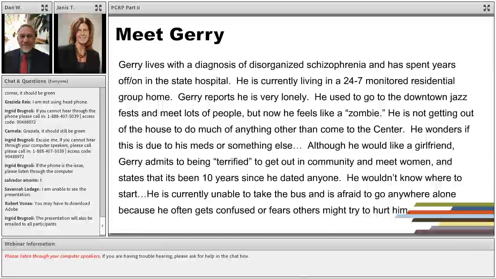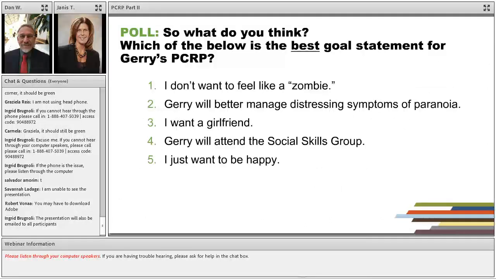He talked a lot about how he really wanted a girlfriend, but he admitted he was kind of terrified to get out in the community and meet a woman. He said it's been 10 years since he had dated anybody, didn't know where to start. He was unable to take the bus, afraid to go anywhere alone because he would tend to get confused, and he also would often feel threatened and fear that others might try to hurt him.